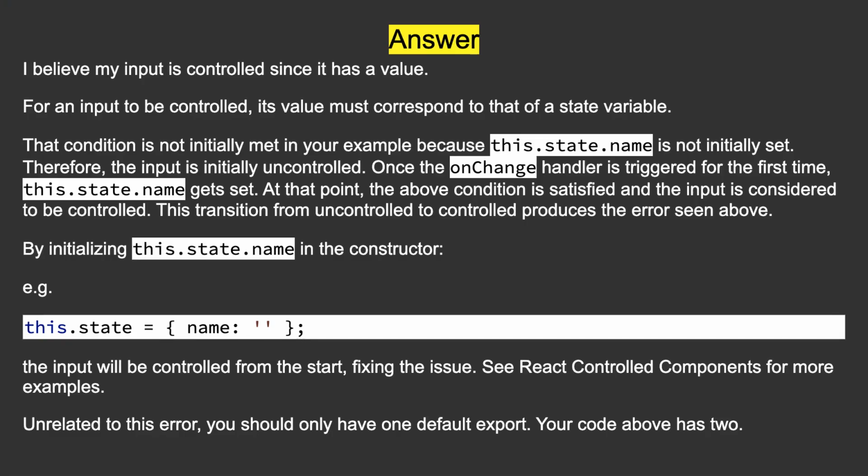By initializing this state name in the constructor, for example this.state = {name: ''}, the input will be controlled from the start, fixing the issue. See React controlled components for more examples.